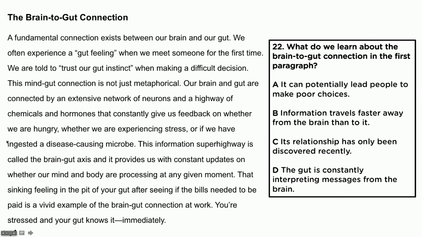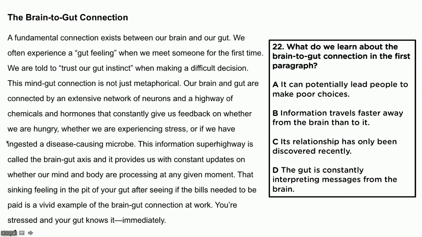Now, do you remember if it said that anywhere in the paragraph? I cannot. It said something about gut feelings and gut instincts. It did not say anything about making poor choices. So let's eliminate A. B, information travels faster away from the brain than to it. Can you remember anything said about that? I can't. It certainly does say that the brain and gut are connected by a network of neurons and a highway of chemicals, etc., but nothing about the brain being faster or slower or anything like that.